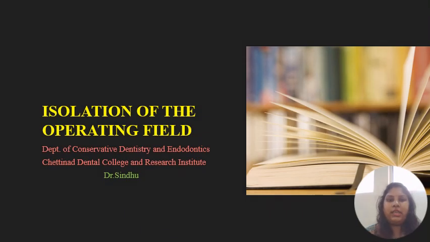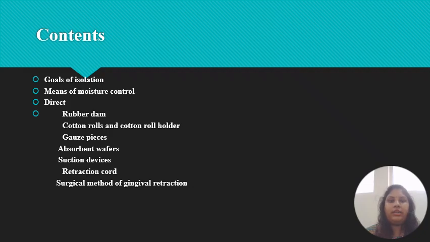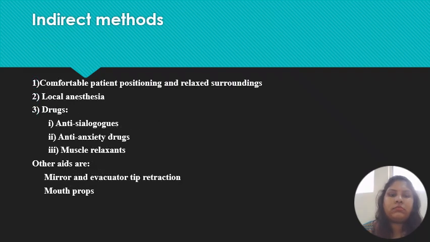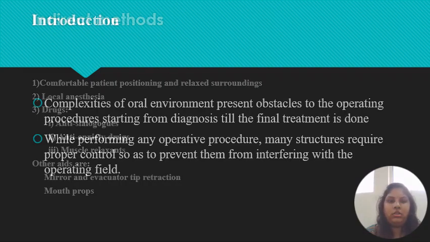Today we are going to see about isolation of the operating field. So contents: we have goals of isolation, means of moisture control. You have direct methods where rubber dam, cotton roll, gauze piece, absorbent wafers, suction devices, retraction cords are used, as well as surgical methods of gingival retraction. Then you have indirect methods, you have drugs and other materials.